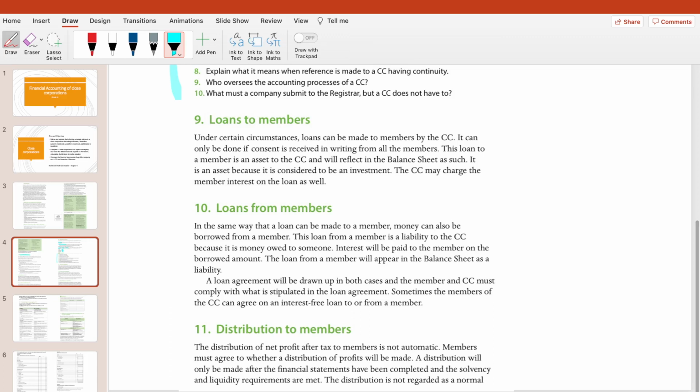Then there can also be loans from the members, and in the same way it can be that a member decides to make a loan to the CC.